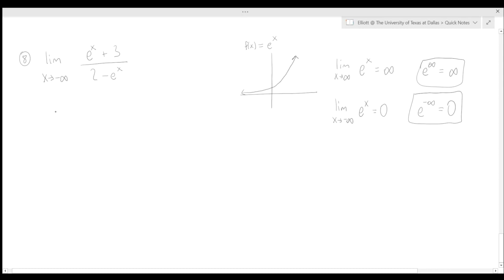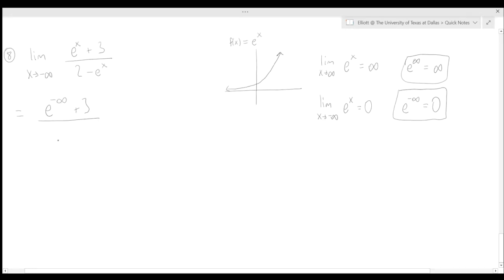All right, so in this problem, if you just plug in negative infinity for x, it'll be e to the minus infinity plus 3 over 2 minus e to the negative infinity. Okay, and then e to the negative infinity is just 0. So you just get 3 on top and 2 on bottom, and that will be the final answer. Okay? All right, so any questions about that?